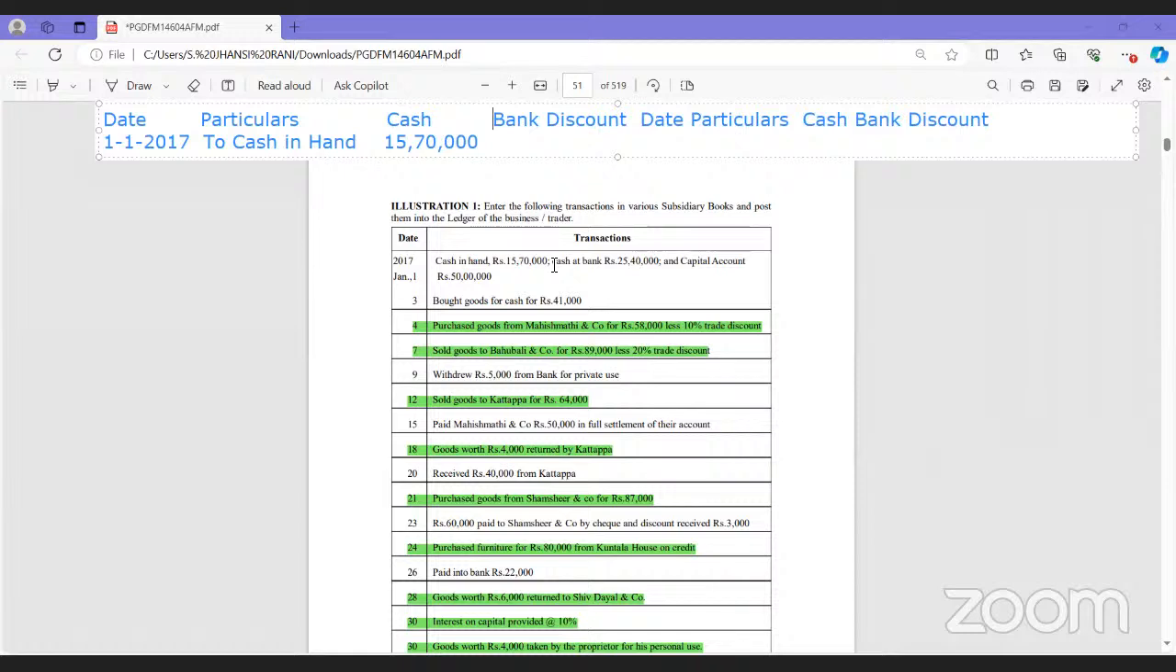And also they have given cash at the bank. So I'll write on the next line, again the same date will come. But here I'll write to cash at the bank. And the amount is 25,40,000.